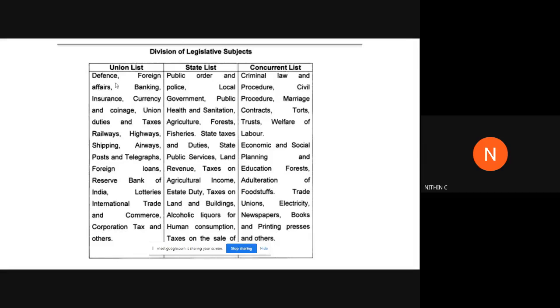In the union list we are having defense, foreign affairs, banking, then insurance, currency and coinage, then union duties and taxes, railways, highways, shipping, airways, post and telegraph, foreign loans, Reserve Bank of India, lotteries, international trade and commerce, corporation tax and others.